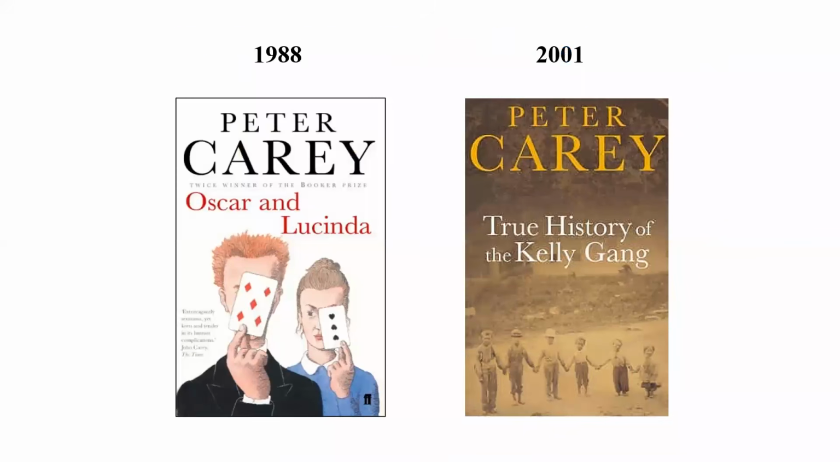Then Peter Carey also won the Booker Prize twice, once for Oscar and Lucinda, once for True History of the Kelly Gang. The title is so interesting. Why the adjective true? So what happened in that history? The Kelly Gang was misrepresented. So there are a lot of histories, or maybe historians. So true history maybe claims the other side. This novel is offering the other side of the Kelly Gang.